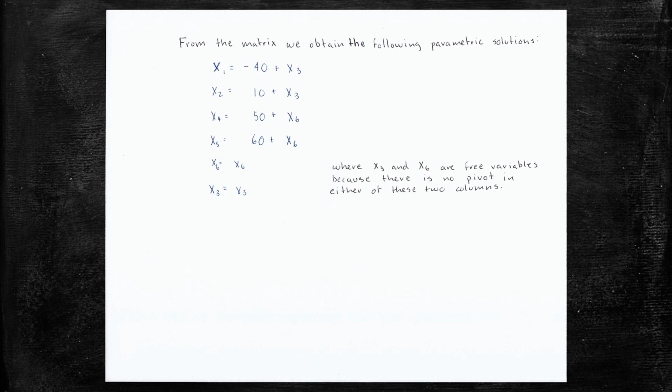From the previous matrix, we obtain the following parametric solutions. x3 and x6 are free variables as there was no pivot entry in column 3 and column 6. These variables can assume any values as long as they are valid. The remaining 4 variables depend upon the values of x3 and x6.